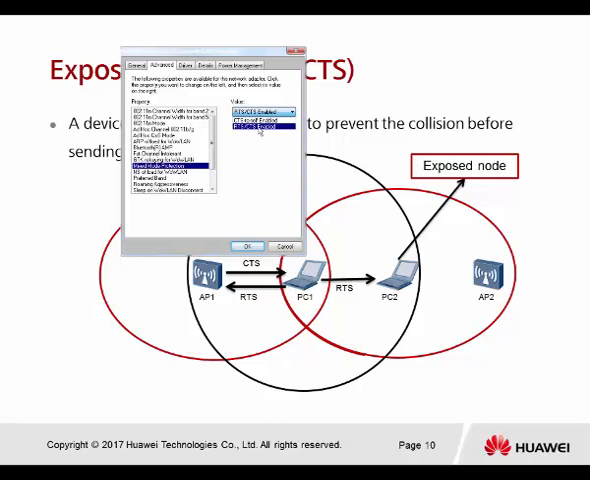Of course, after we enable RTS and CTS, we can prevent the exposed node and the hidden node problem. So we will always have a better Wi-Fi connection, without packet drops, or waiting for so long before we can access the network. But in exchange, they will consume a lot of power.